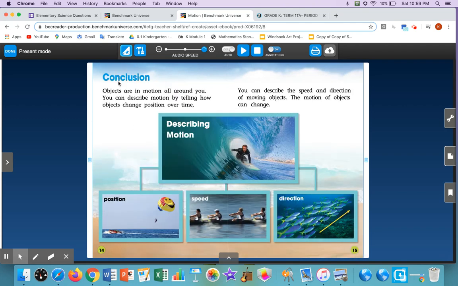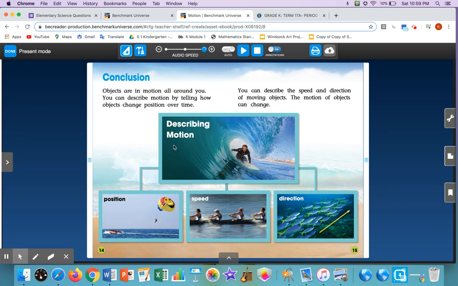I'm going to change the page. It says, conclusion. Objects are in motion all around you. You can describe motion by telling how objects change position over time. You can describe the speed and direction of moving objects. The motion of objects can change.